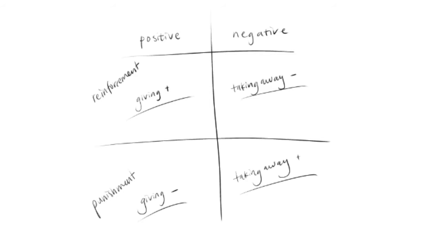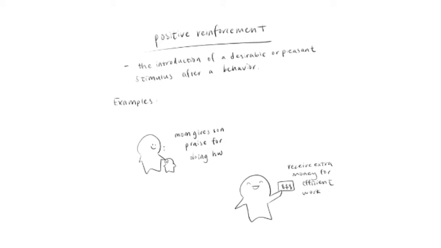So there are actually 4 types of operant conditioning. First type is positive reinforcement, which is giving positive stimulus, negative reinforcement, taking away bad stimulus, positive punishment, giving negative stimulus, and negative punishment, taking away positive stimulus. Confused? That's okay. Let's move on to the first one, positive reinforcement.